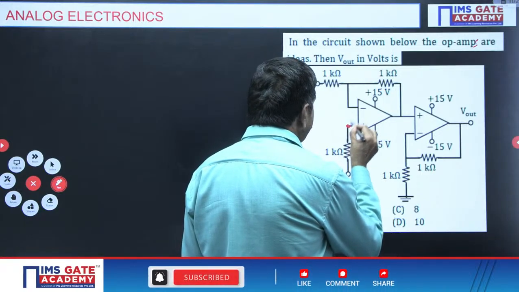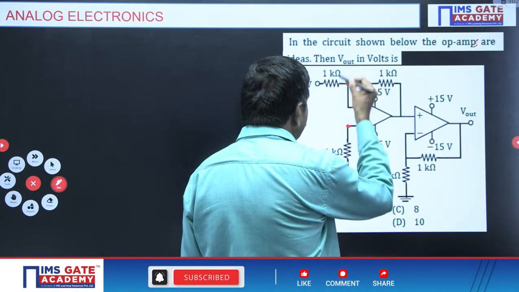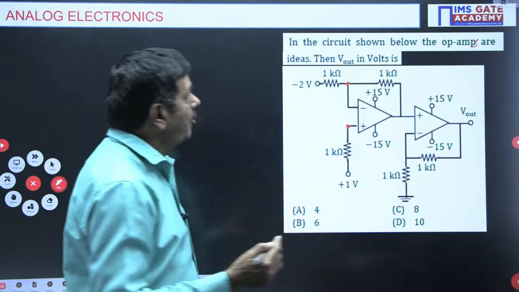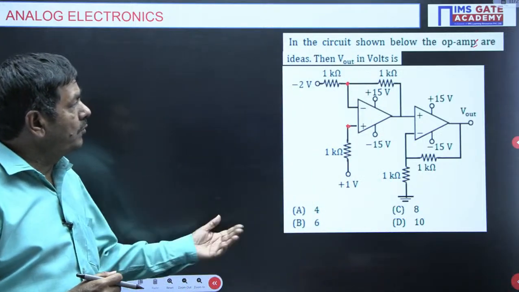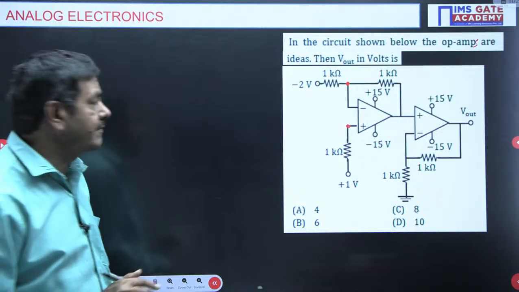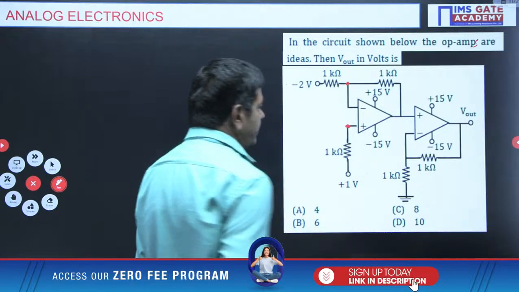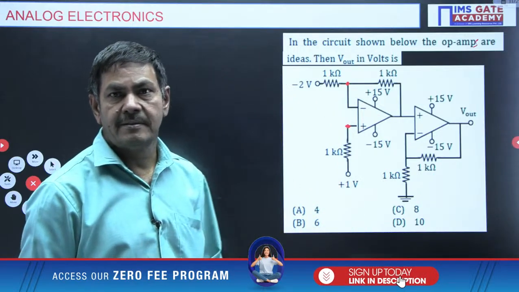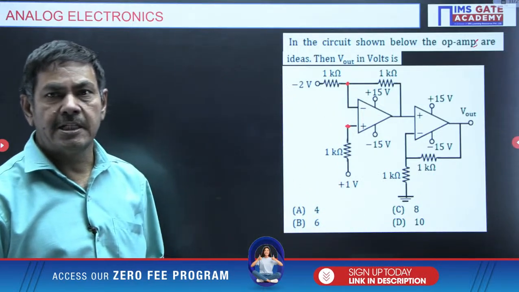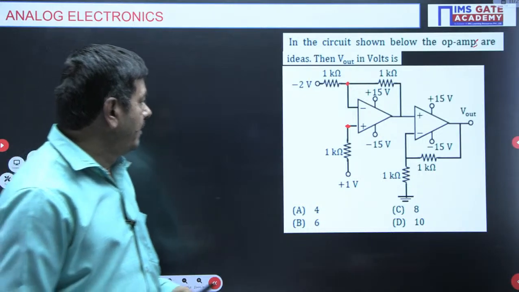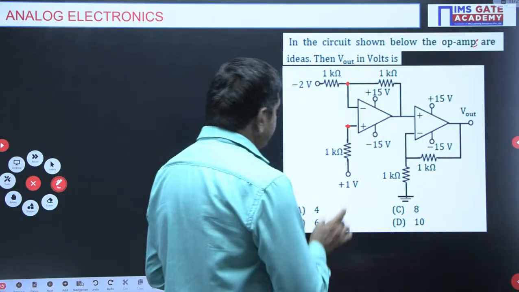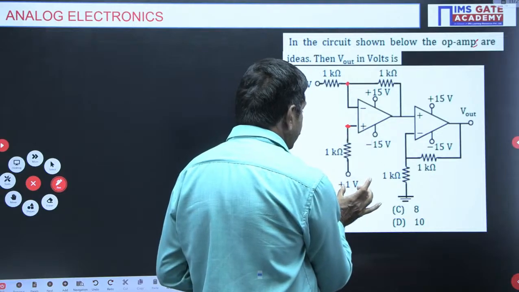V plus and V minus are the same for an ideal op-amp. What is this V plus here? What V plus is possible in this particular problem? You need to understand one point here. The voltage source connected here is 1 volt.